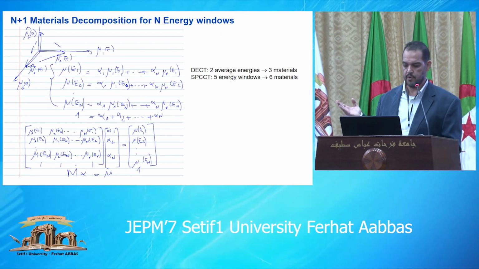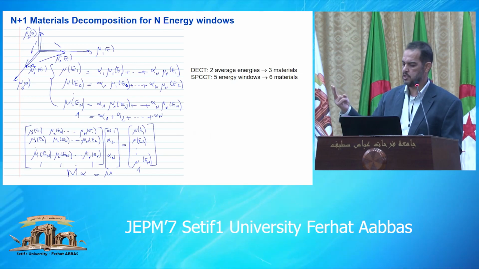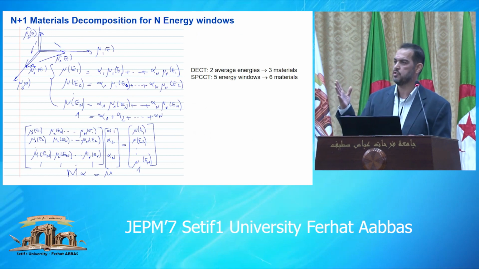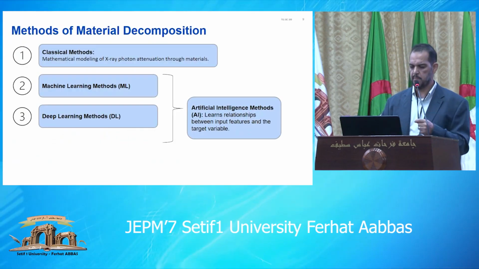So, for example, if you have only 2 energies and you add a third equation, which is that the sum of all the concentrations should be equal to 1, that gives you an extra equation. So you can use 2 energy windows in order to solve for 3 materials. Same thing, if you have 5 energy windows and you add another extra equation that the sum of the coefficients has to be equal to 1, then you can solve for 6 materials. So this is the mathematical background.